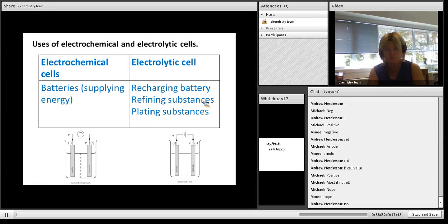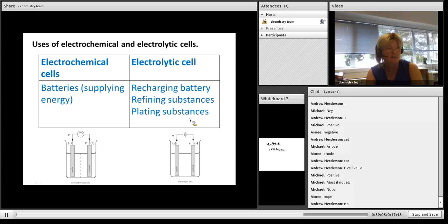We've already said oxygen gas, hydrogen gas. It's a way of doing that. Making copper, so refining copper out of a copper mixture, or refining silver out of a silver mixture. That's a very big use of it. Recharging batteries, of course, is where you just do the opposite to the battery. So every time you want to recharge a cell phone, you're supplying energy, so you're doing the reverse reaction, and you've turned your electrochemical cell into an electrolytic cell.